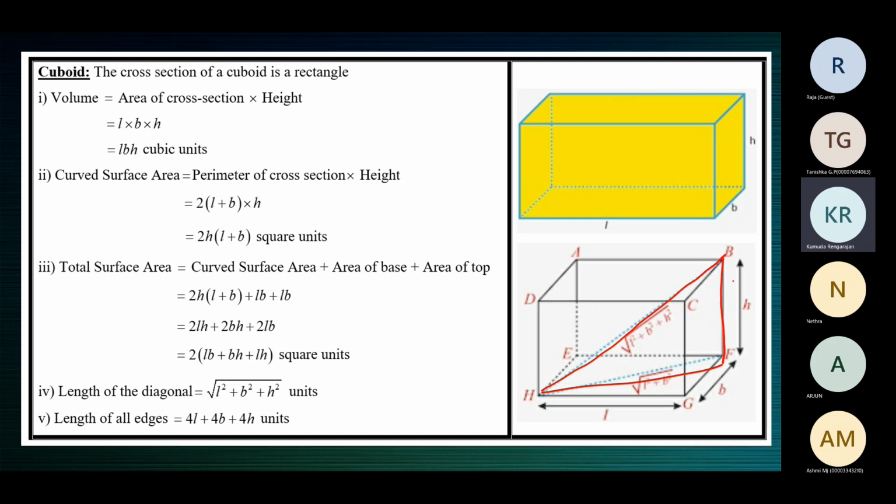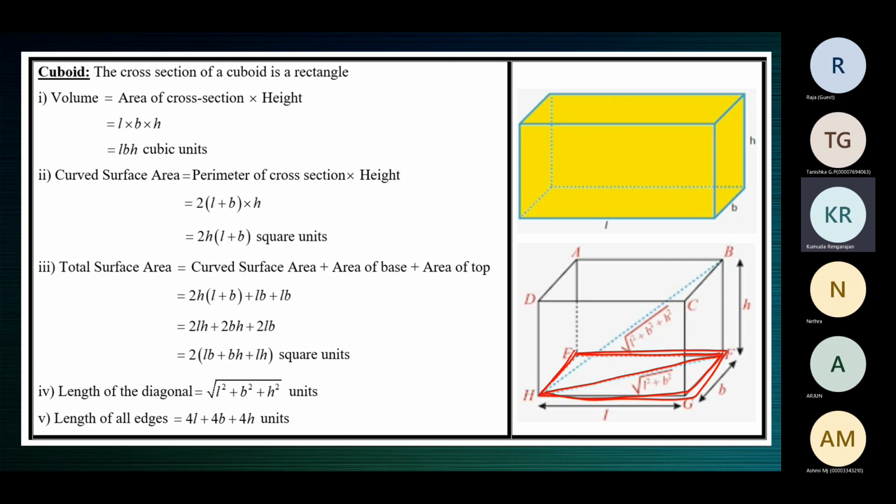If you take this triangle BFH, when you apply the Pythagoras theorem, what is this one? This is the diagonal of the rectangle. What you see below, this line segment HF, HF is the diagonal of the rectangle. This base is the rectangle. The whole thing is a cuboid, but this face is a rectangle.